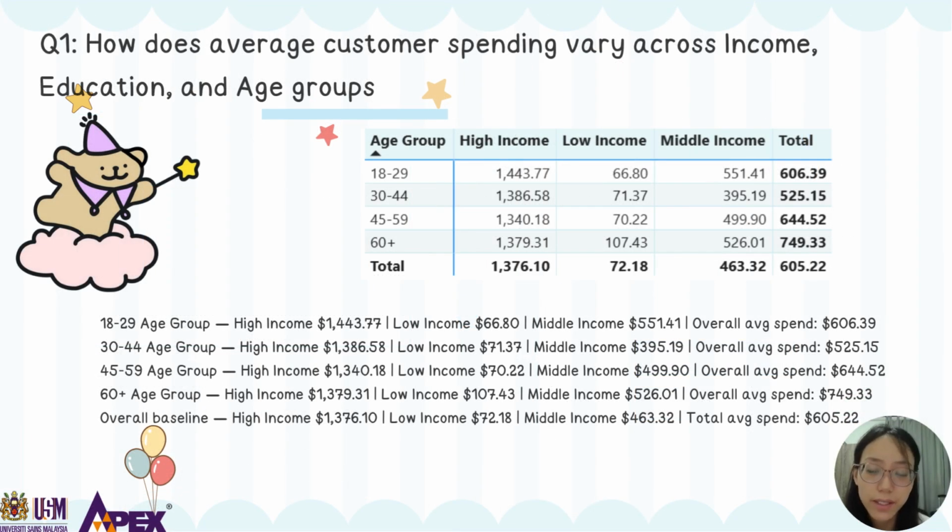Then we will talk about income. Income is the strongest single predictor of total customer spending. High-income customers record an average total spend of $1,376, compared with $463 for middle-income customers and only $72 for low-income customers. The large spending gap confirms income as the strongest first-level filter for identifying commercial value customers.